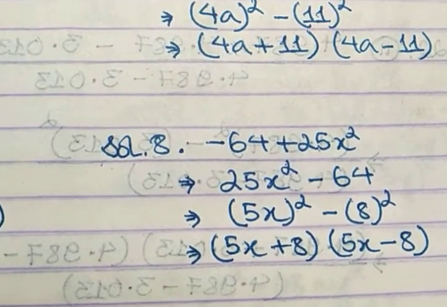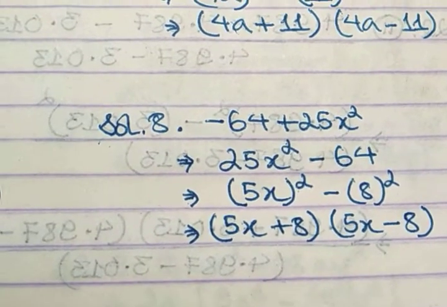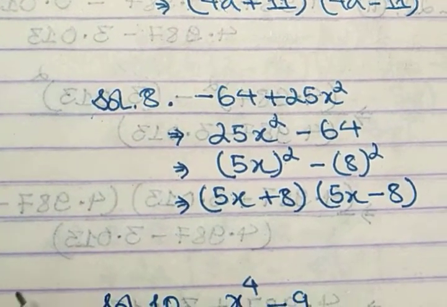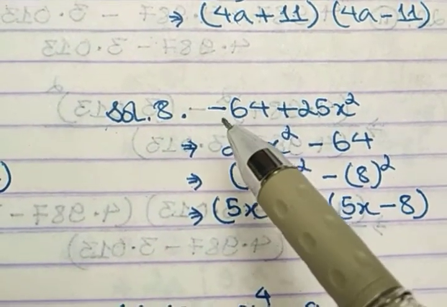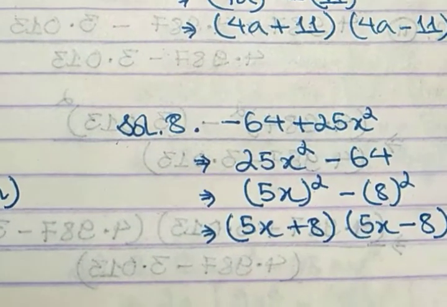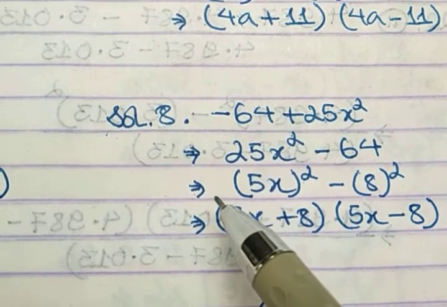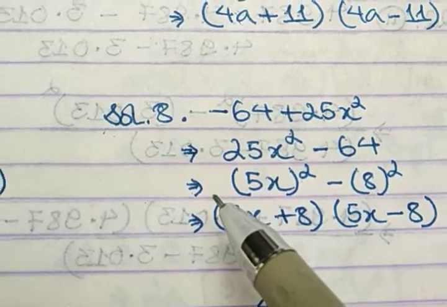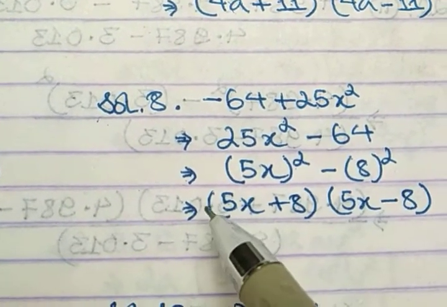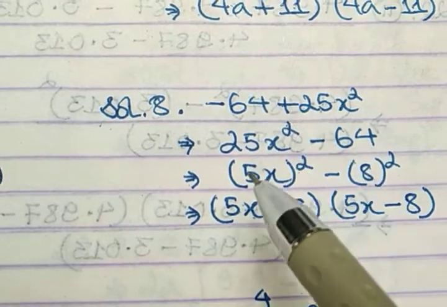And this one, question number 8. Remember, the identity was a square minus b square, isn't it? In this one I have the question as minus 64 plus 25x squared. Now what I see here is that the constant terms are perfect squares. I know 64 is a perfect square of 8, 8 times 8 is 64, isn't it? 25 is a perfect square of 5. But I don't have the negative sign in the middle, isn't it?